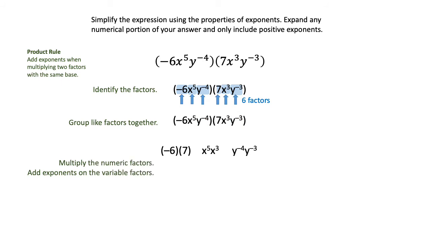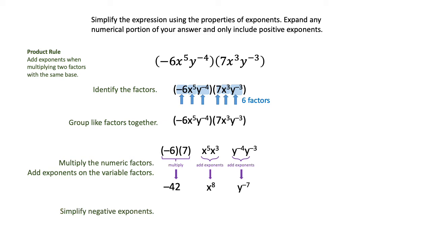So then what we can do is multiply my numeric factors and then add exponents on the variable factors. So the negative 6 and the 7 are numeric factors. I can just multiply those together and get a negative 42. The x's are like bases, so I'm going to add the exponents on those, and that's going to give me 5 plus 3, or x to the 8th power. My y's are also like bases, and I will add those exponents as well and get y to the negative 7 power.